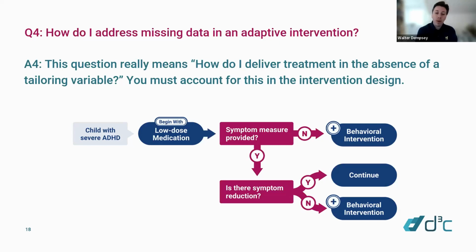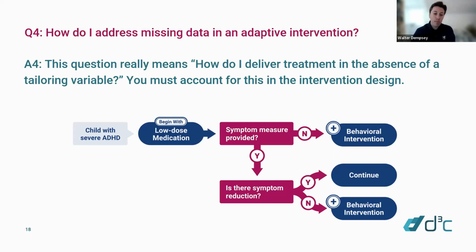So a missing data problem might be that we just don't have the rating scale, for example. The individual just didn't fill out the rating scale at those monthly visits. And so the question is less, how do we analyze data coming from a trial with missing data, but more, how do we build an intervention, an adaptive intervention, that handles the missing data as part of it?